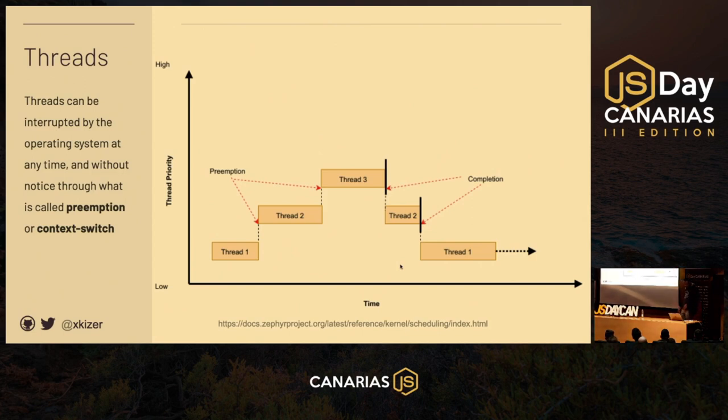Threads can be interrupted by the system at any time. This can be because the thread finished executing and gave up control, or because another thread with a higher priority came up and the thread has to be preempted and paused. It doesn't matter what the thread is doing, it will be paused and resumed later. This information is important for later.